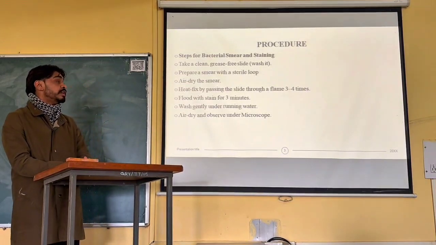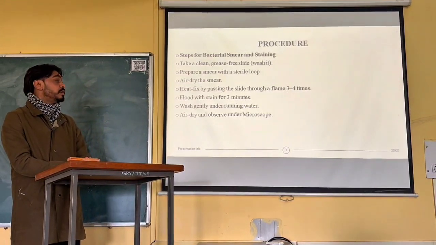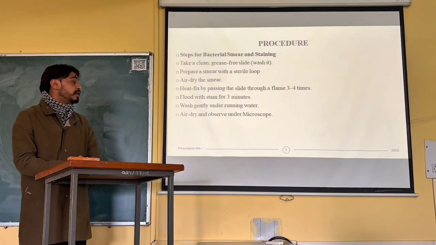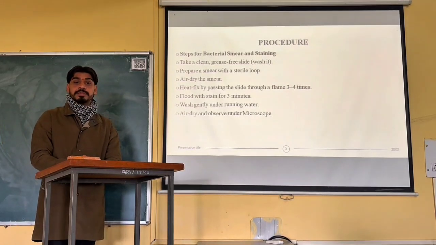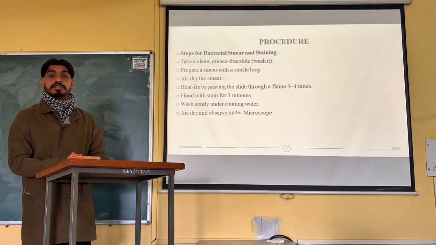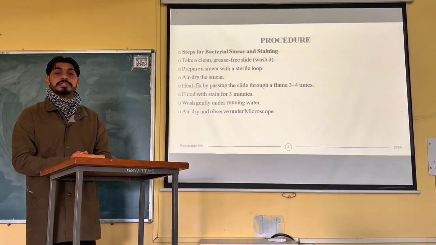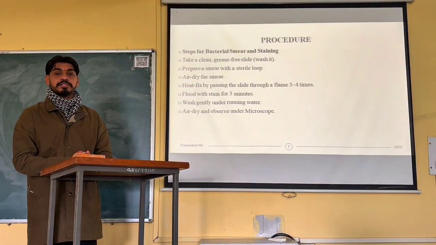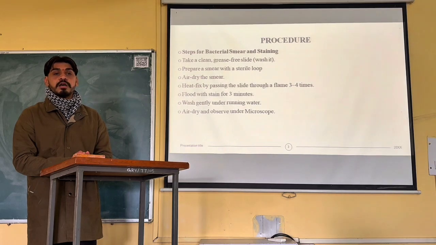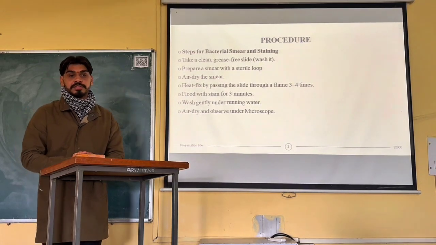Later we have to gently wash it under running water. Later we have to air dry the smear which we have stained, and place it under the microscope. We have to study which type of bacteria are present in this procedure.